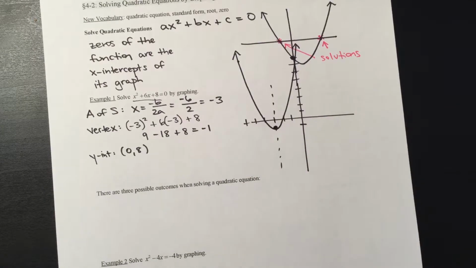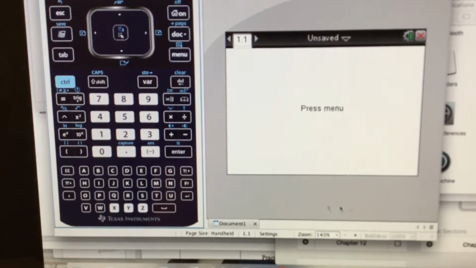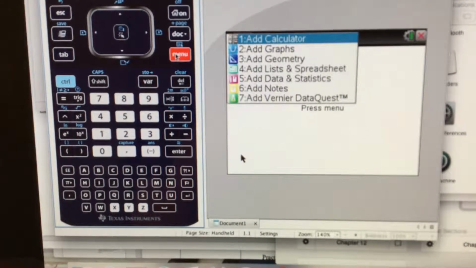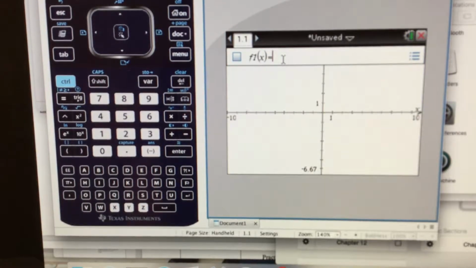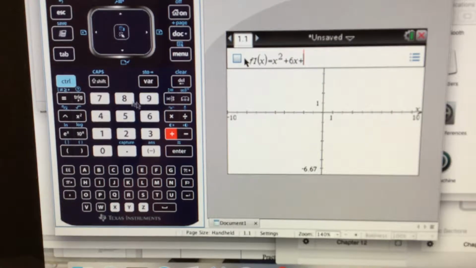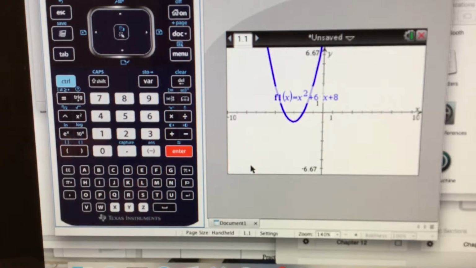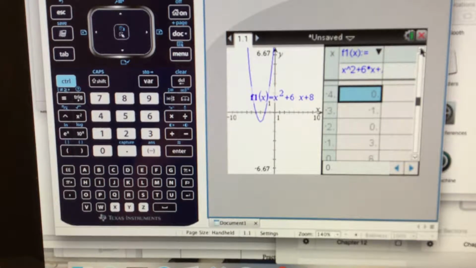So just to confirm that, we're going to look at a calculator table. So I'm going to show you what this would look like. What you're going to do is open up a graph, and then we're going to type in our function. So we'll have x squared plus 6x plus 8, and we're going to graph that. Okay, so that's exactly what our graph looks like. And then we're going to open a table. So hit Control first, and then T for table, and we can look at some of these points over here. So if you click back, that's what we're looking for.